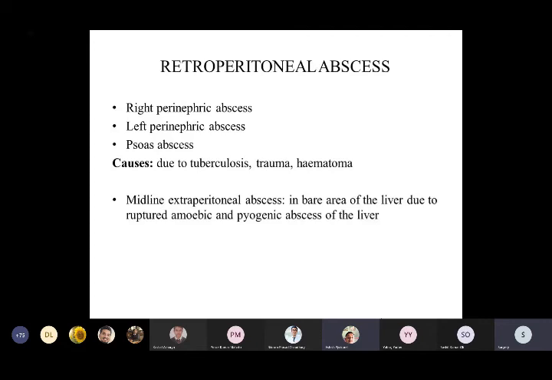We'll be briefly talking about the retroperitoneal abscess. It includes the right perinephric abscess, left perinephric abscess, and psoas abscess. They are due to tuberculosis, trauma, or hematoma, and midline extraperitoneal abscess in the bare area of the liver is due to ruptured amoebic and pyogenic abscess of the liver.